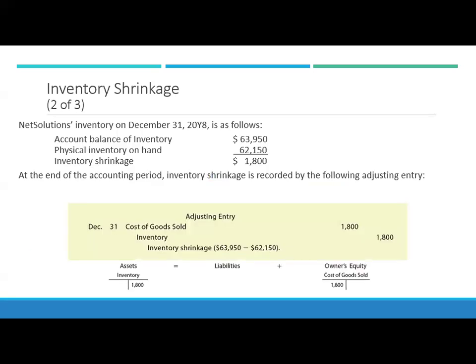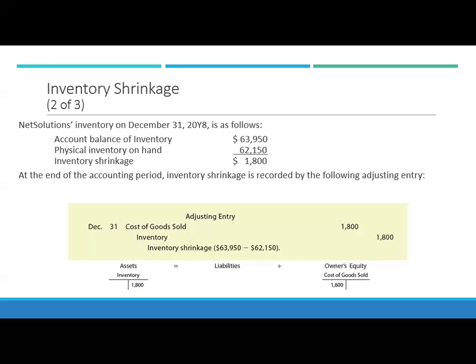And so how they calculate this is they take the account balance of the inventory, what they should have on hand. They count it up and say, okay, we should have 63,950. We actually counted up, we have 62,150. We record inventory shrinkage of 1,800. So we debit cost of goods sold and credit inventory. It's expected in the normal course of business for these retailers, and so it's recorded as the cost of inventory. It really is just a part of their cost of merchandising inventory to people.